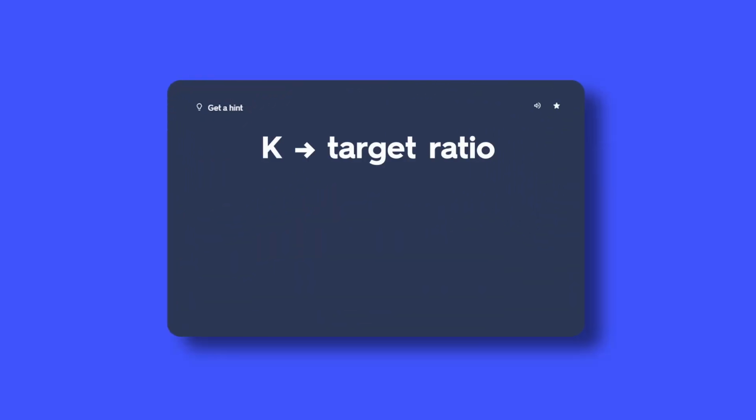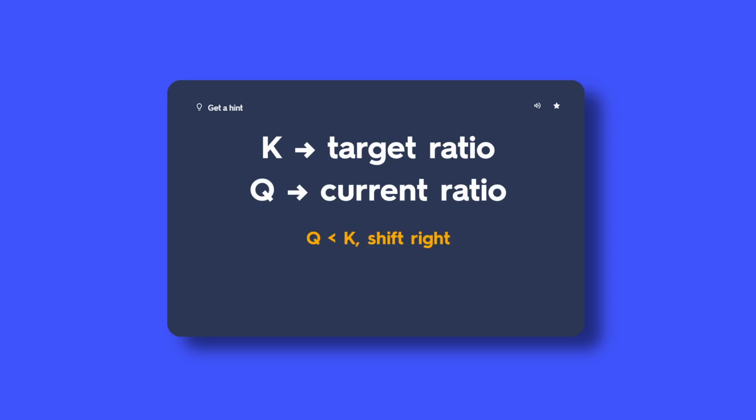To recap, K fixes the target ratio at a given temperature. Q measures the current ratio. If Q is less than K, shift right. If Q equals K, you are at equilibrium. If Q is greater than K, shift left.